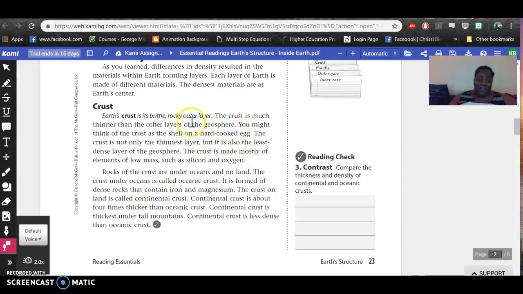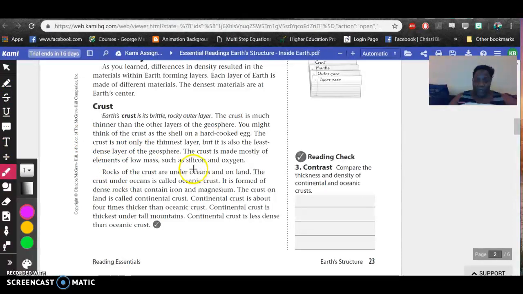That was so dry. I'm going to have to remember what it said. I do know the type of things we talked about, which are in this question right here. Since we have a check mark right here, I know it's going to ask me a question. So contrast. Compare the thickness and density of continental and oceanic crust. We were talking about continental and oceanic crust.